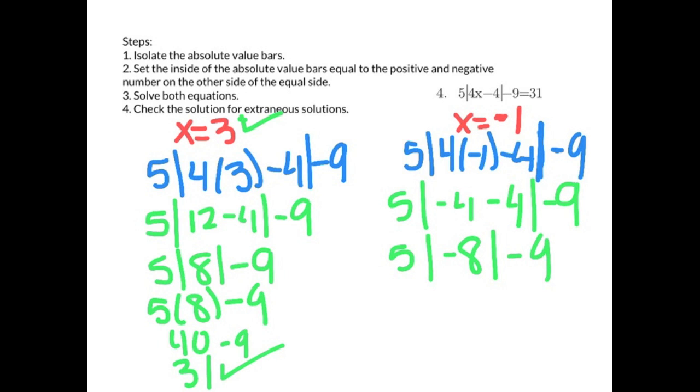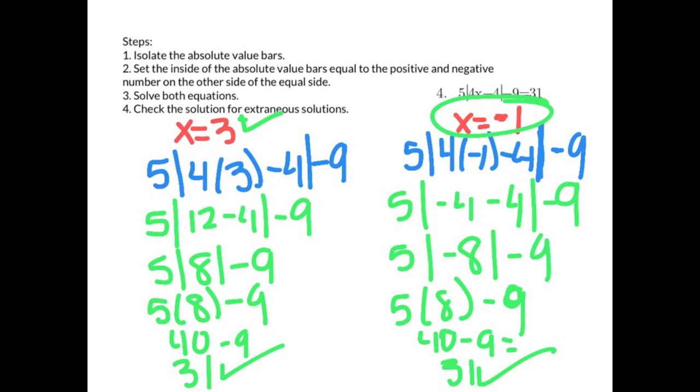All right, and I'm going to continue to solve. I have a negative in the absolute value bar, so I have to get rid of that. And the absolute value of negative 8 is 8, so I have 5 times 8 minus 9. That gives me 40 minus 9, which is equal to 31, which is true. So this solution is true. Okay, so our two solutions for this equation were x is equal to 3 and x is equal to negative 1. So we've just solved our last absolute value equation.